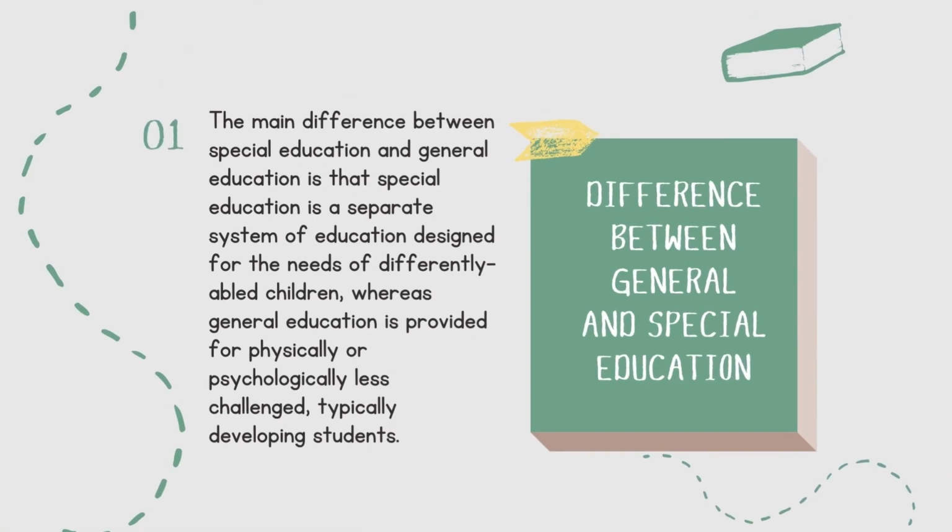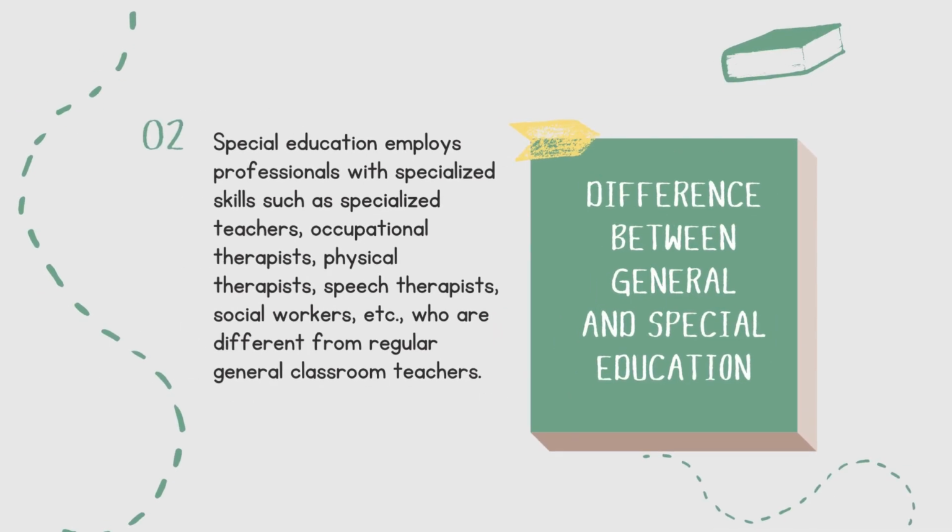The main difference between special education and general education is that special education is a separate system of education designed for the needs of differently abled children, whereas general education is provided for physically or psychologically less challenged, typically developing students. Special education is also required to employ professionals with specialized skills, such as specialized teachers, occupational therapists, physical therapists, speech therapists, social workers, etc., who are different from regular general classroom teachers.